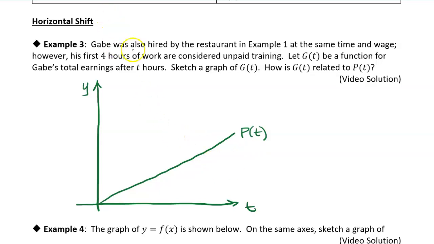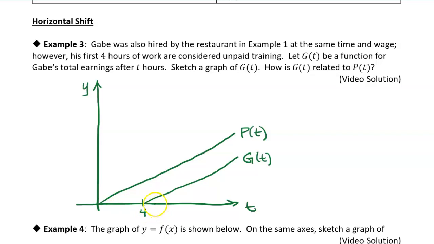Now, Gabe. All right, Gabe has to work for 4 hours before he earns anything, okay? Because he's got to have that unpaid training time. So after he's worked 4 hours, so let's say this is 4, then he starts earning the hourly wage, okay? So his hourly wage is the same, so the slope of this line is going to be the same. So I'm just going to draw a parallel line to Peter's line, and this is Gabe's total earnings. All right, it's a straight line with the same slope, except that now he doesn't earn anything until he's put in 4 hours of training.